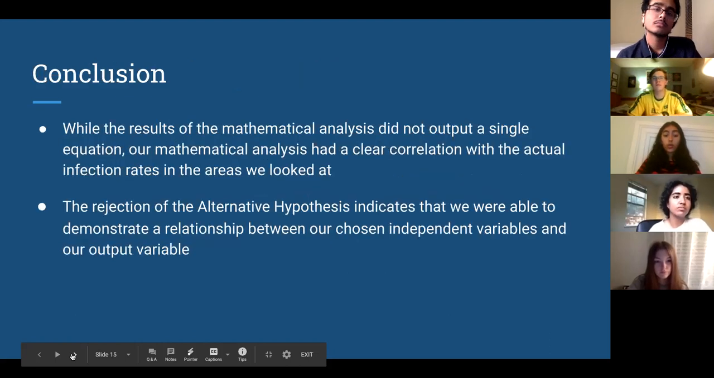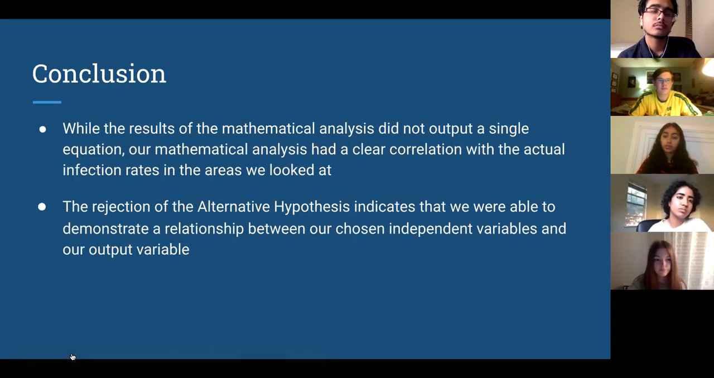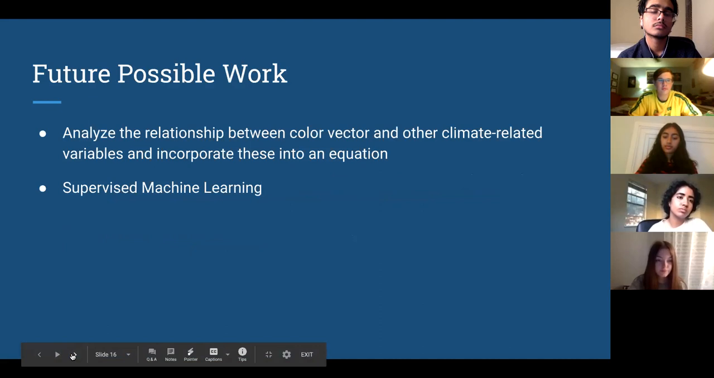To conclude, while the results of the mathematical analysis did not output a single equation, we were able to make a mathematical model with a clear correlation with the infection rates in the areas we looked at. The rejection of the alternative hypothesis indicates that we were able to demonstrate a relationship between our chosen independent variables and our output variable. In the future, something we could do is analyze the relationship between color vector and other climate-related variables, and also use machine learning in order to better our model.